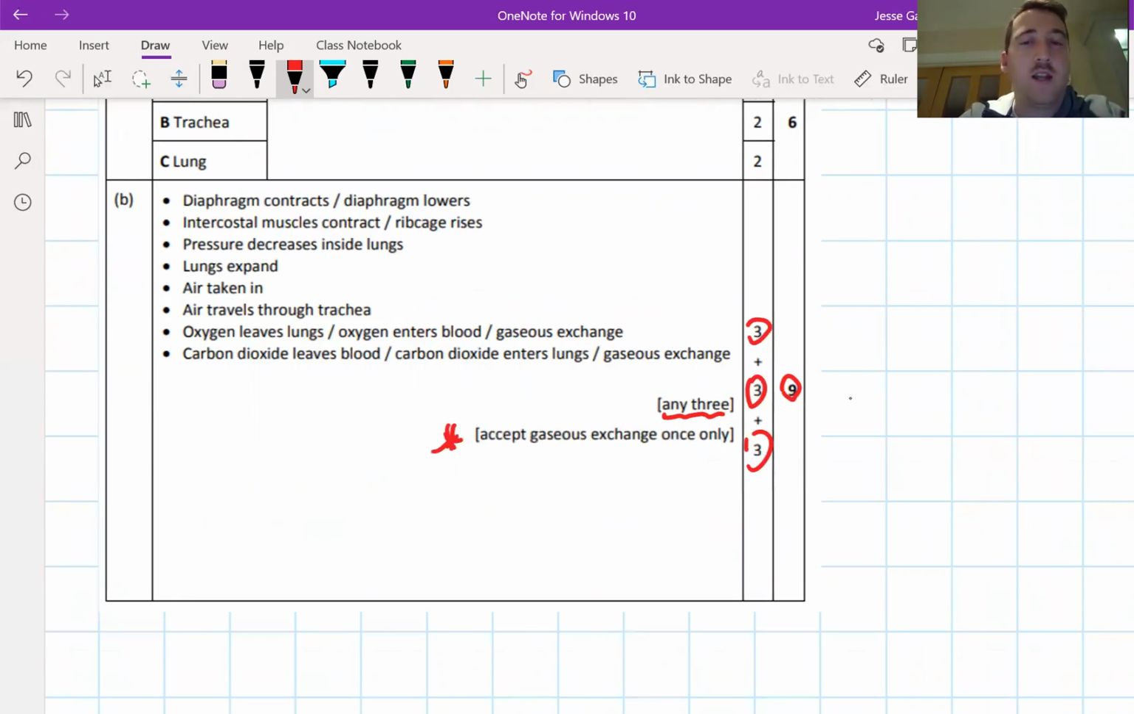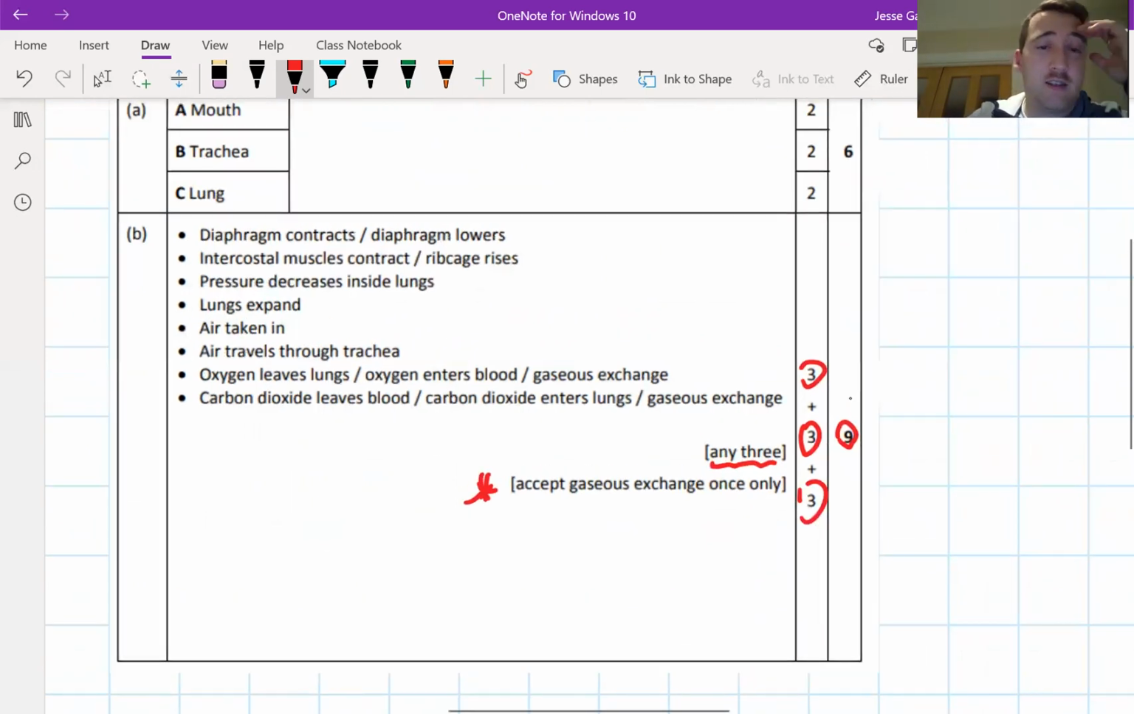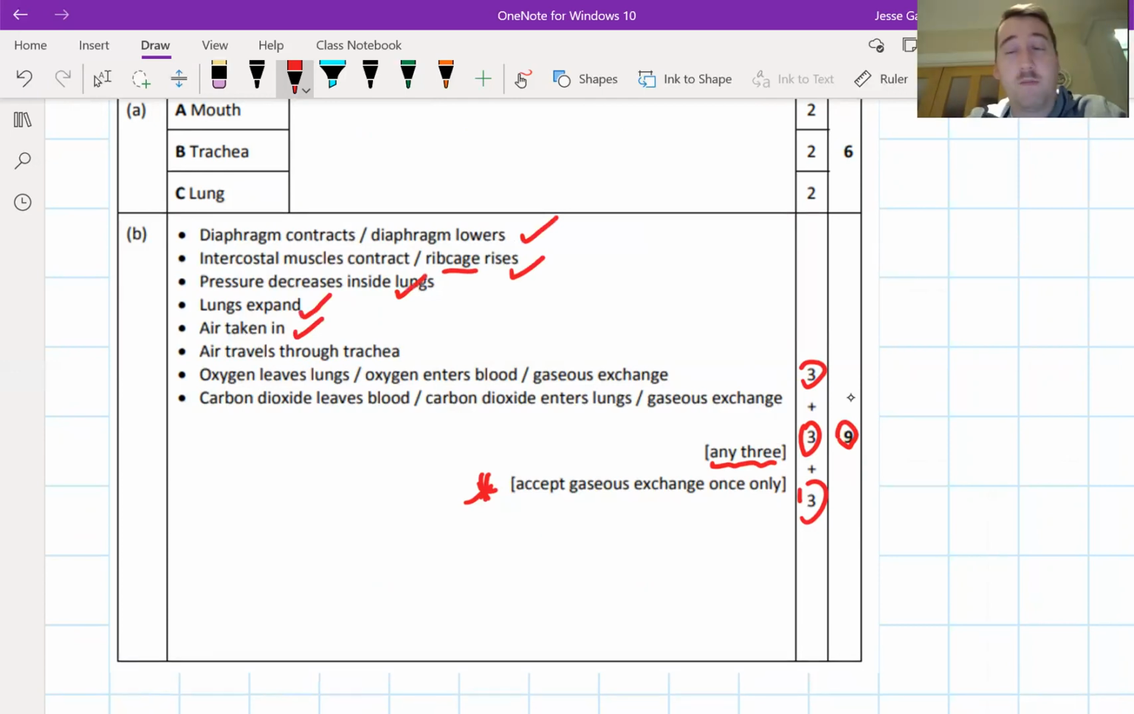Let's look at this here. Diaphragm contracts or diaphragm lowers. The rib cage rises. The pressure decreases inside the lungs. Lungs expand or get bigger. Air is taken in, or air enters the body through the nose and the mouth. Something like that would be similar, and we'll give you the point as well. Air travels through the trachea to the lungs.